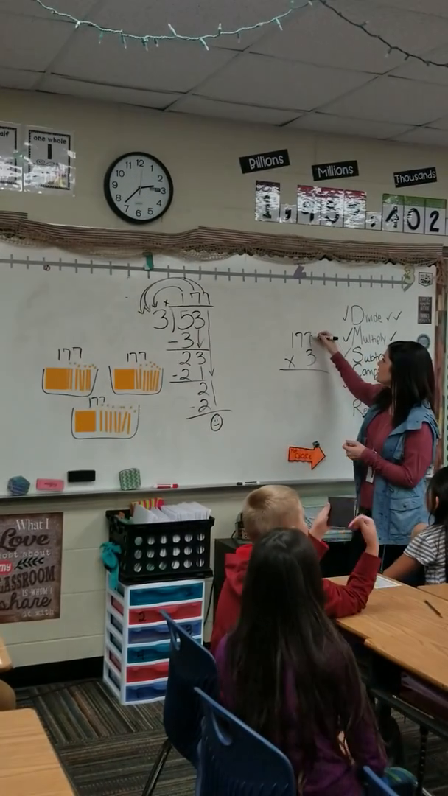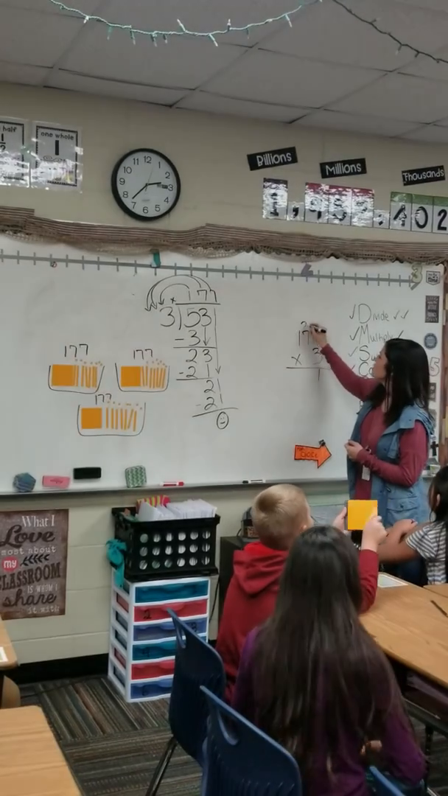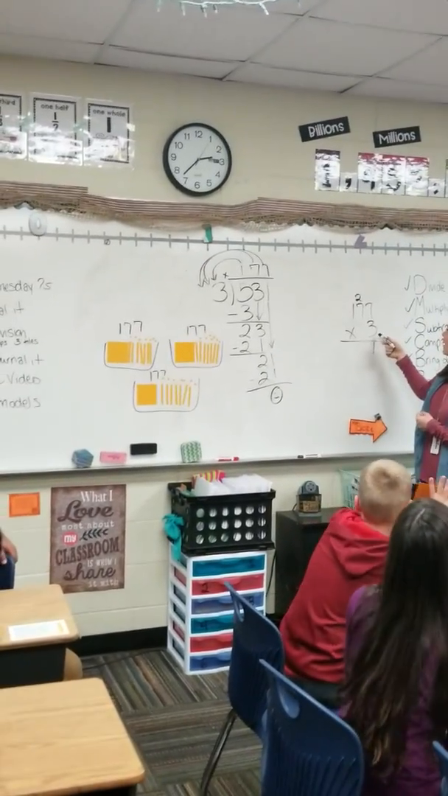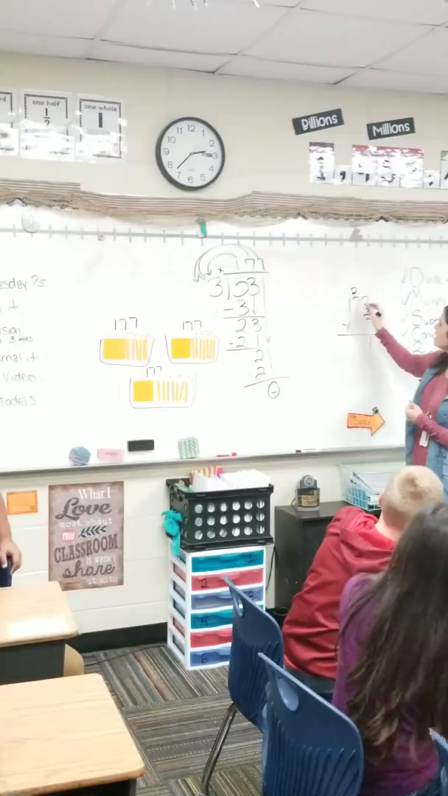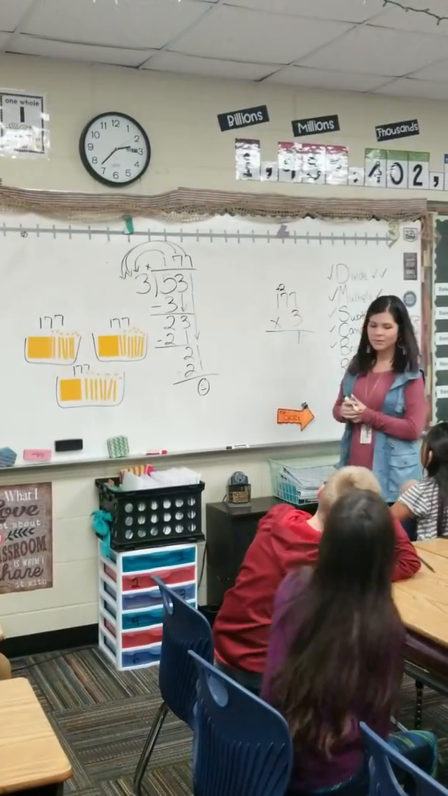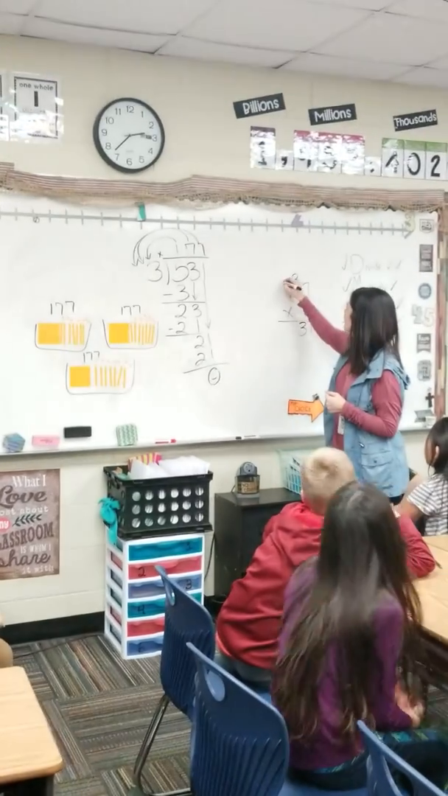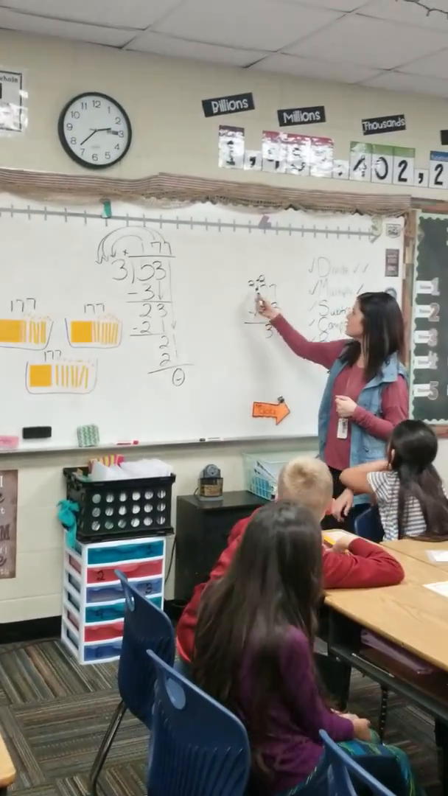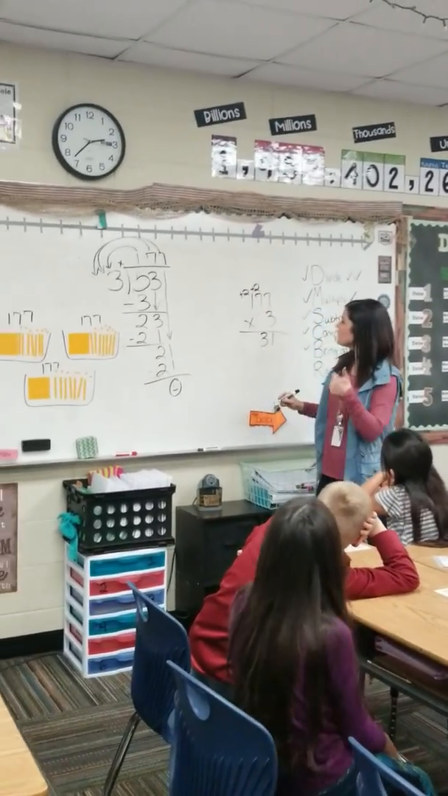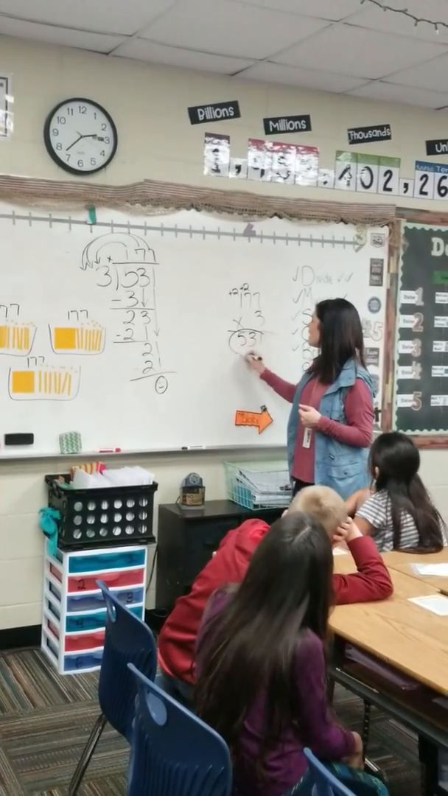So let's check it. What's 7 times 3? 21. Here are your 2. Now I'm doing 3 times 7 again. 21 plus 2. 21, 22, 23. Okay, 3 times 1 is 3. Plus 2, 3, 4, 5. Is that what I started with?